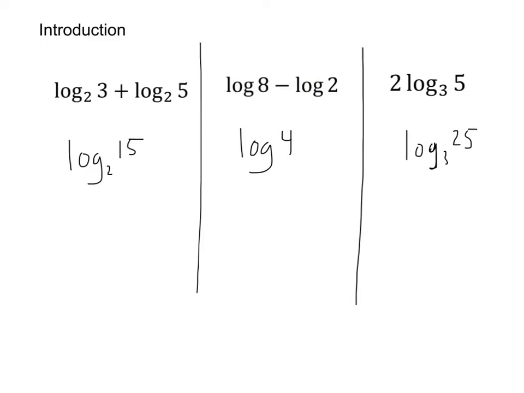So, three interesting properties, and these logs behave in ways that you wouldn't normally expect. When you add these two logs, it's actually log base 2 of the product of these numbers, 3 times 5. When you subtract two logs, you're not actually doing 8 minus 2. You get the log of the quotient, 8 divided by 2. And here, this 2, we can use as an exponent. We can say 5 squared is 25.